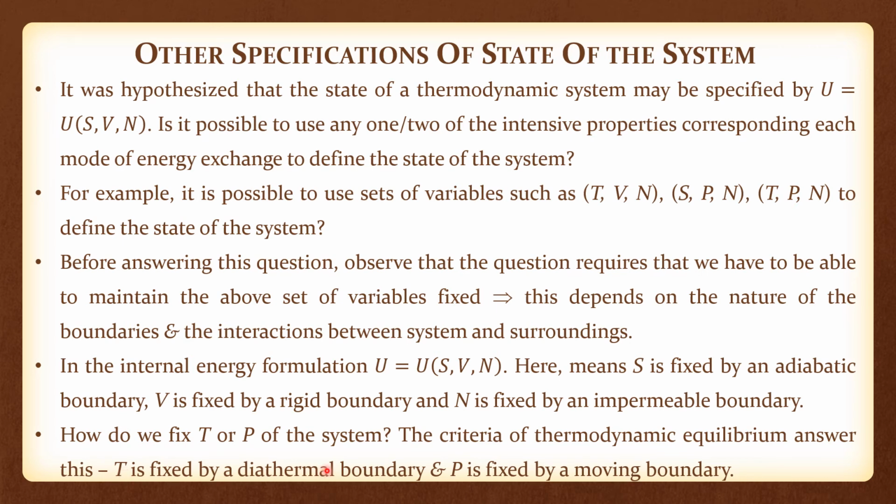What did we find out? When we changed the adiabatic boundary to a diathermal boundary, the criterion for thermodynamic equilibrium was that temperature has to become fixed. When we change a rigid boundary to a moving boundary, what did we find out? We found out that instead of volume, now what has to be fixed? The criterion for thermodynamic equilibrium is that the pressure has to become fixed. So the criteria for thermodynamic equilibrium answer this question. What does it mean to change these specifications of what the appropriate independent variables are? I hope you understand this clearly.